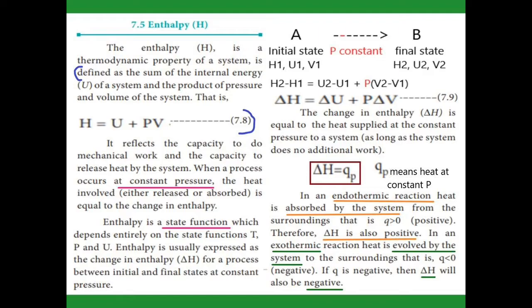In an exothermic process, what does exo mean? The heat exits. So heat is going out. The heat is evolved by the system. So energy is lost, and energy loss means a negative quantity for Q. So if the Q value is negative, the delta H value is also negative.